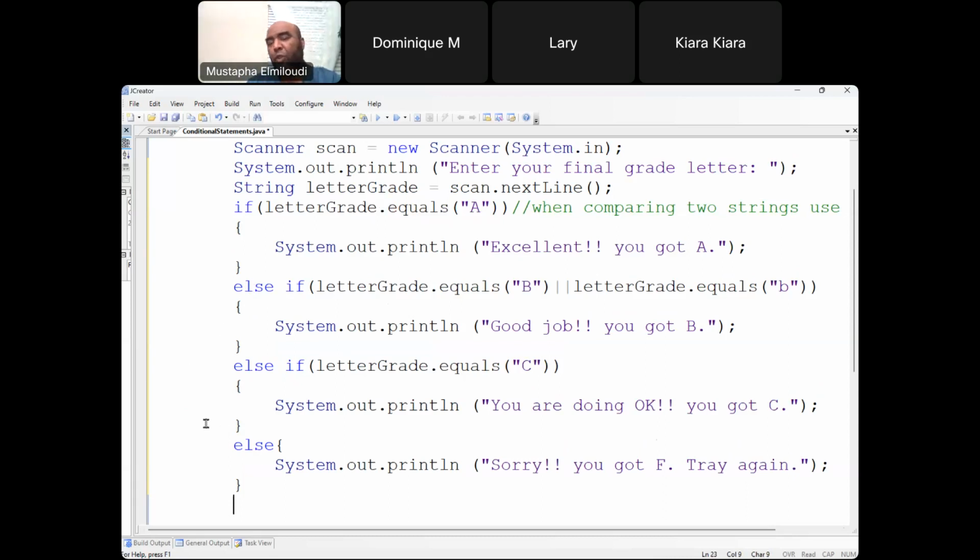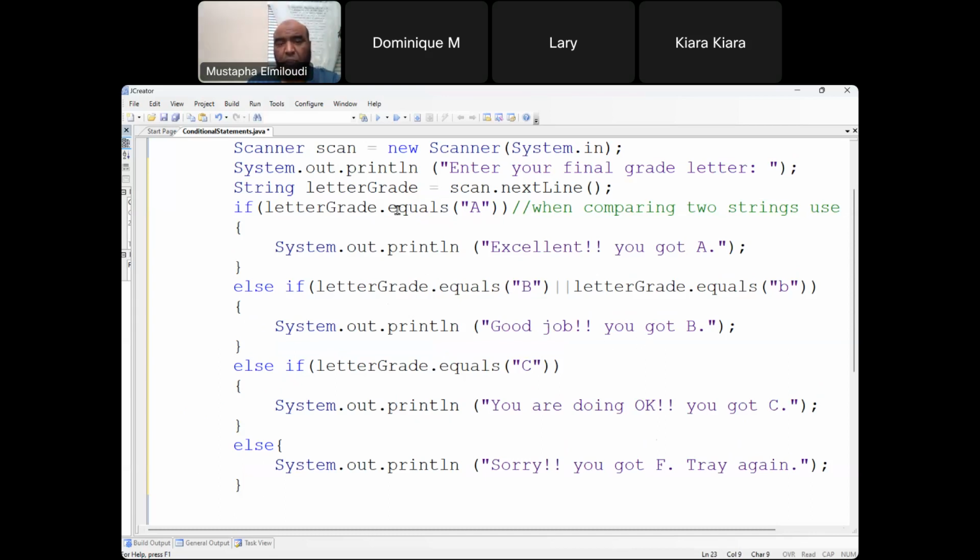Now, what about if the user entered B? So the first condition is false. Now the program has to go to the second one and then find out that it is B. That's correct. It's true. So it will display good job and then skip everything else in that group and then move on to the end. It will never execute else if F and else. It will be in order. Only one of them will take effect.